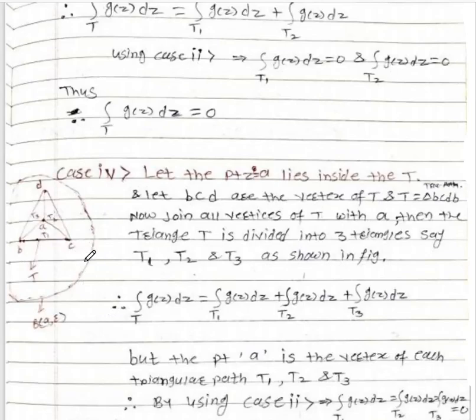So let us consider BCD as one of the triangles in this open disc, and a is a midpoint of these three vertices, and then we join all the points. Okay, so this will form a triangular path. By joining all the points to a, this triangle is divided into three parts, T1, T2 and T3. Therefore the integral over T of g(z) dz can be written as the integral over T1 of g(z) plus the integral over T2 of g(z) plus the integral over T3 of g(z) dz.